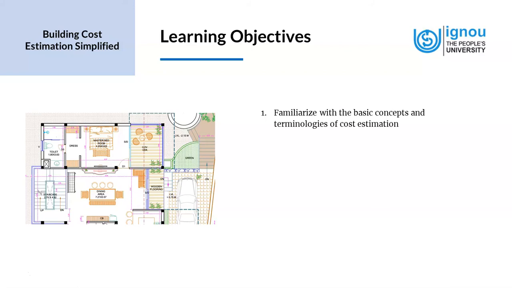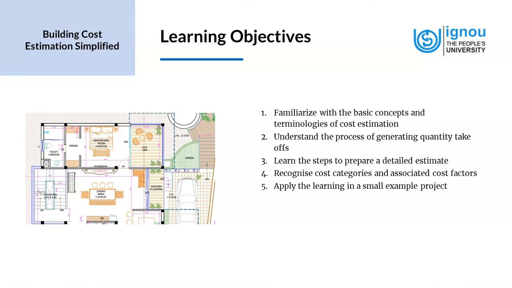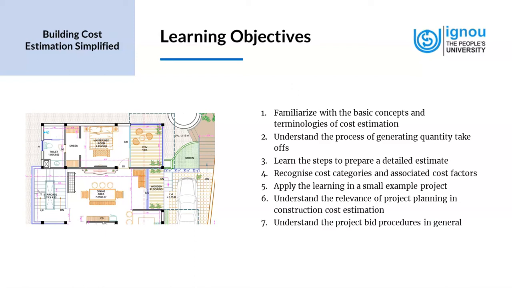So the learning objectives again: 1. Familiarize with basic concepts and terminologies of cost estimation. 2. Understand the process of generating quantity takeoffs. 3. Learn the steps to prepare a detailed estimate. 4. Recognize cost categories and associated cost factors. 5. Apply the learning in a small example project. 6. Understand the relevance of project planning in construction cost estimation. And 7. Understand the project bid procedures in general.